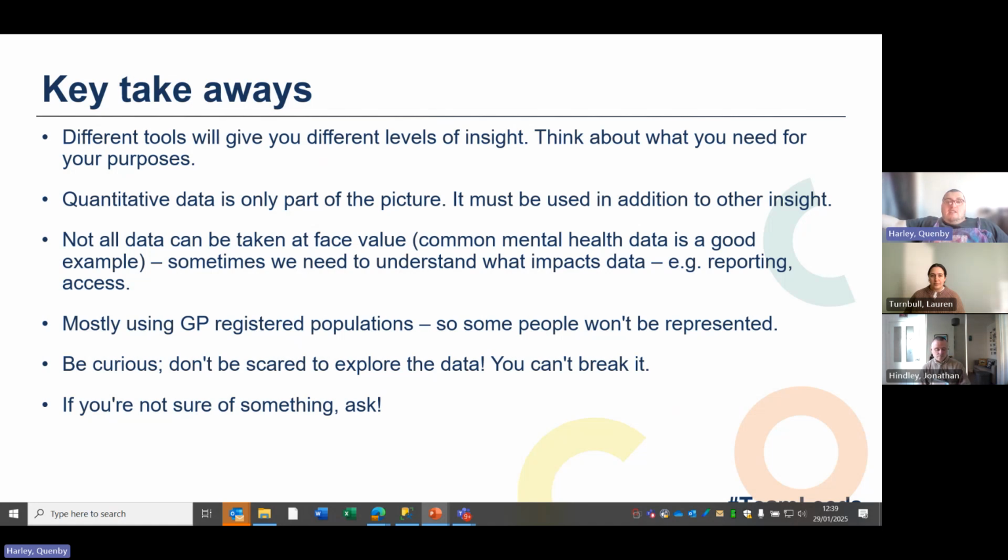So some key takeaways we want you to take away. The different tools are going to give you different levels of insight. They're useful for different purposes. So you can think about what you need, and obviously you can always ask us, or you can ask people in your own data teams what might be the best tool to look at this particular question.